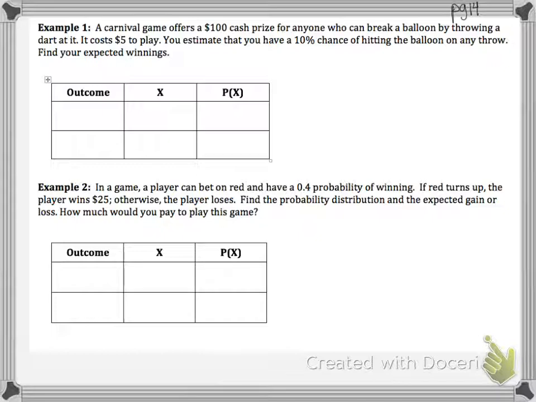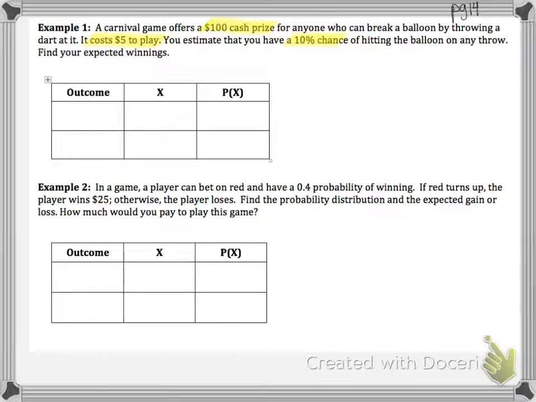I'm going to grab this highlighter. It says a carnival game offers a $100 cash prize for anyone who can break a balloon by throwing a dart at it. It costs $5 to play. You estimate you have a 10% chance of hitting the balloon on any given throw. Find your expected winnings. So in this case, I either hit the balloon or I don't hit the balloon.